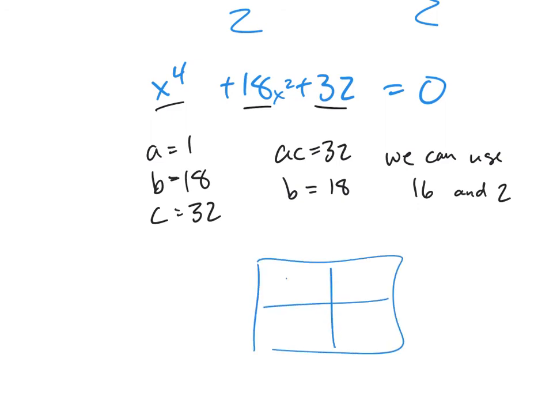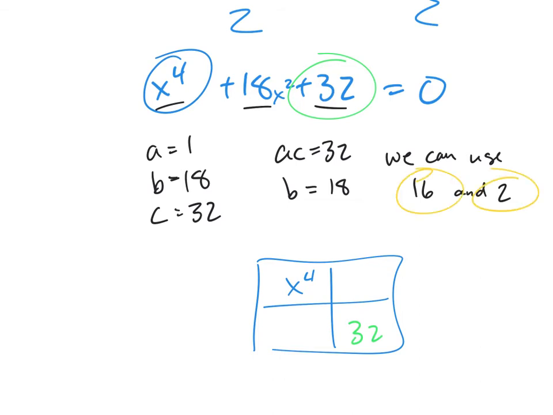In the box method, I'm going to put my x to the 4th here because that's my biggest term. I'm going to put my 32 here. I'm going to take these 16 and 2, and it's got to add up to this 18x squared, so I've got to have a 16x squared here and a 2x squared here. What do I get? Well, on the outside, I've got to have a 16 here, a 2 here, an x squared, and an x squared.